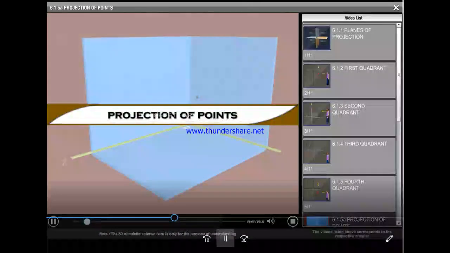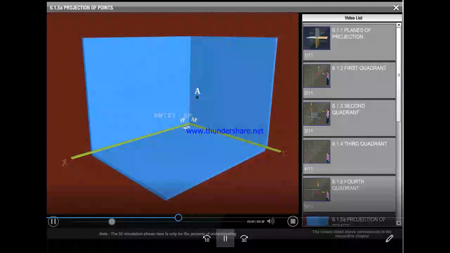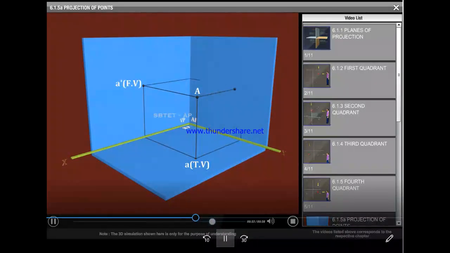Projection of points. In this we will see how a point can be projected onto the vertical plane and horizontal plane. The point can be projected onto the horizontal plane by looking from the top, and the point can be projected onto the vertical plane by looking from the front.